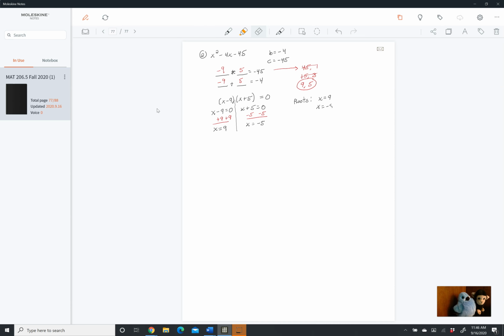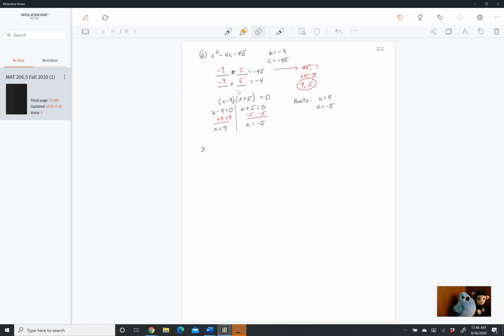You will not always hear them called x-intercepts because we haven't seen this yet, but there will be some quadratics that don't have x-intercepts, okay? So here, this says that this is going to cross the x-axis when x is equal to 9 and x is equal to negative 5. That means that the points 9, 0 and negative 5, 0 are on this graph.